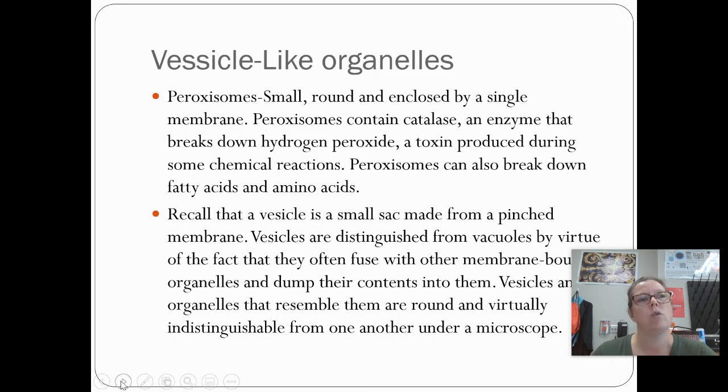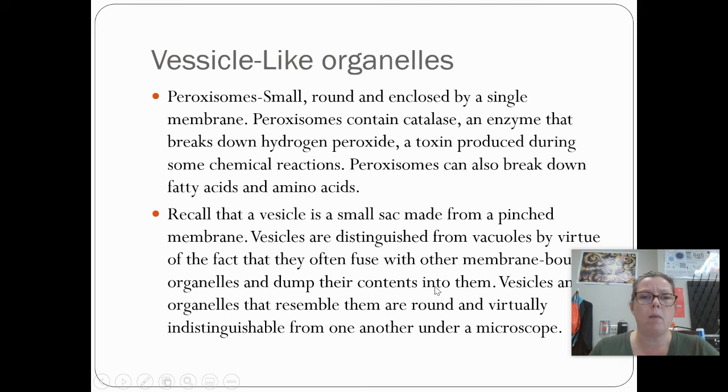Okay. You also have some other vesicle-like organelles, small sac-like organelles, but they are not necessarily connected to the endomembrane system, such as peroxisomes. Peroxisomes contain an enzyme that can break down hydrogen peroxide. Sometimes during the course of your metabolism, you accidentally produce toxins like hydrogen peroxide, and so peroxisomes are waiting to break that down. They can also break down fatty acids and amino acids. And it makes sense, right?